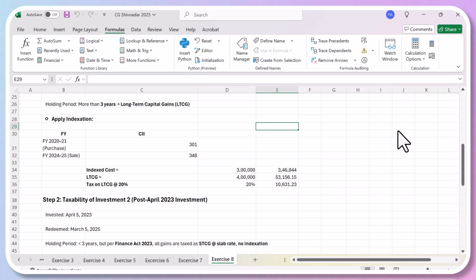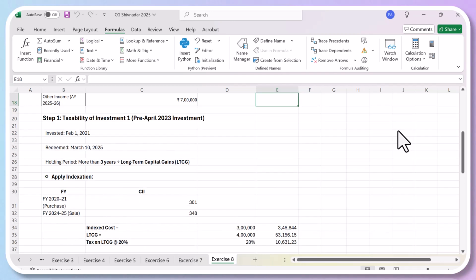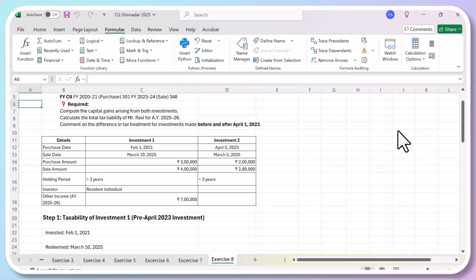Okay. So first we are talking about investment number one. You purchased in 2021, sold it on March 2025. So that means you have held the asset for more than 3 years. Because you have purchased it in 2021, the indexation benefit will be applicable. For the second asset, which you purchased on 5th April, you will not get the indexation benefit. So first, you will get the indexation benefit.